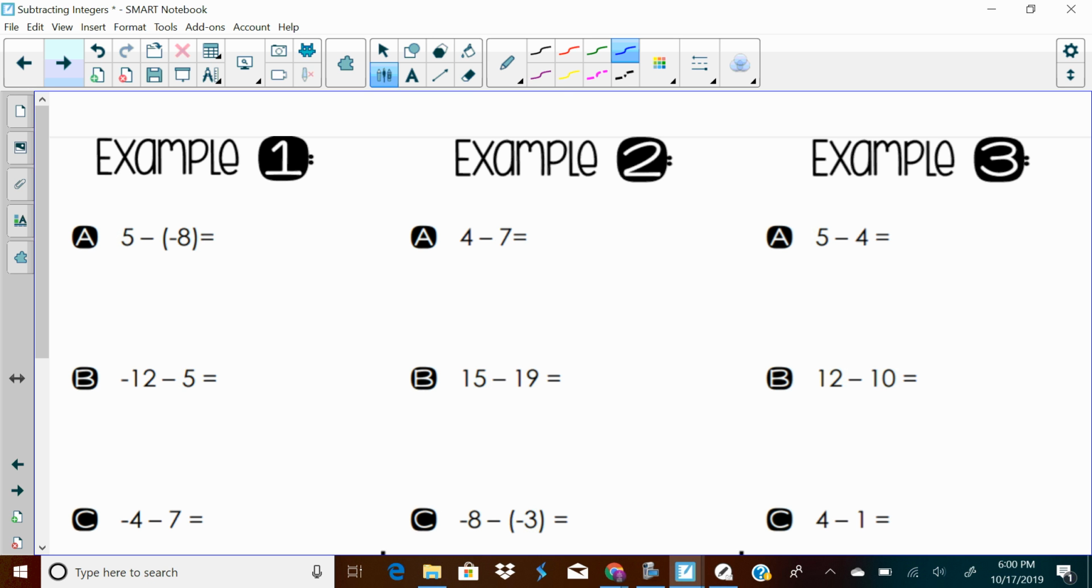So for A, in example 1, I'm going to rewrite 5 minus negative 8. I'm going to keep, so keep the 5. The minus becomes a plus. The negative 8 becomes positive 8. And 5 plus 8 is going to give me 13. Okay, that same sign, so I add and keep.